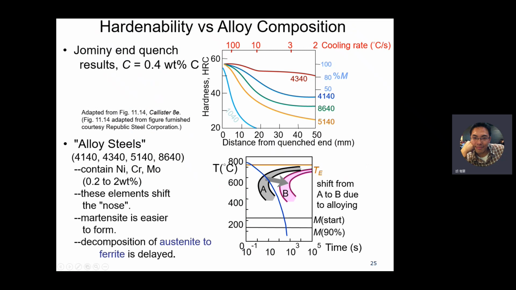Okay. And the hardenability versus alloy composition. So we see there's a different cooling rate. For example, our carbon content is 0.48%, and with different alloys, 1040 and 4340, and with different cooling rates. So what does this figure tell us?